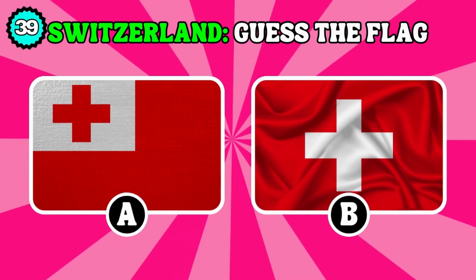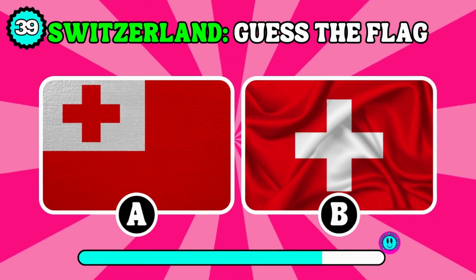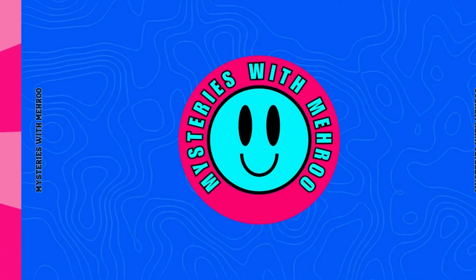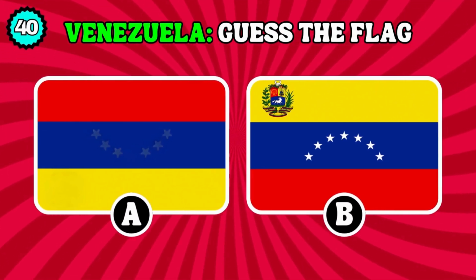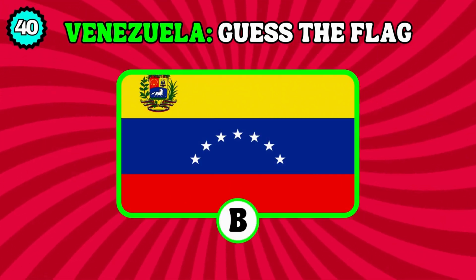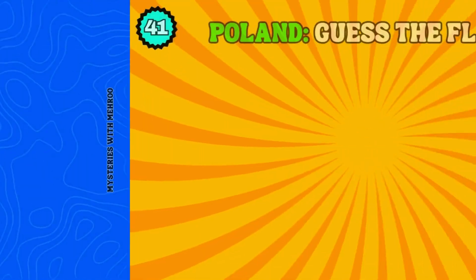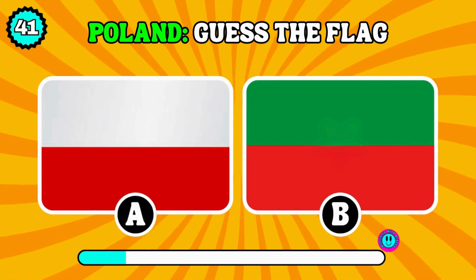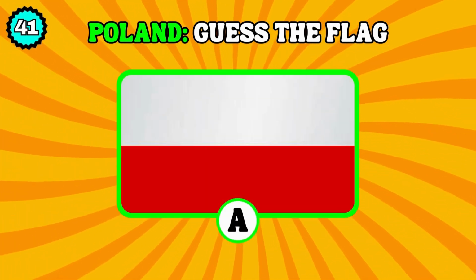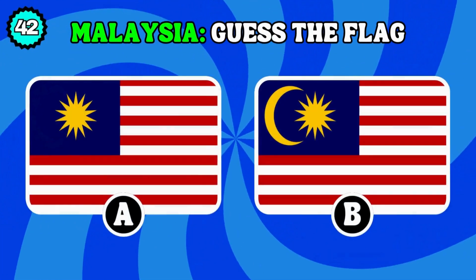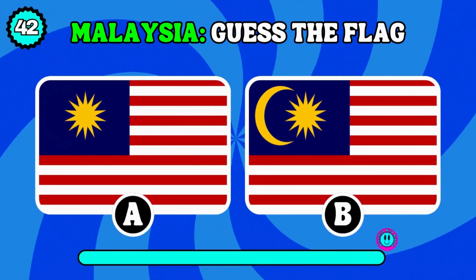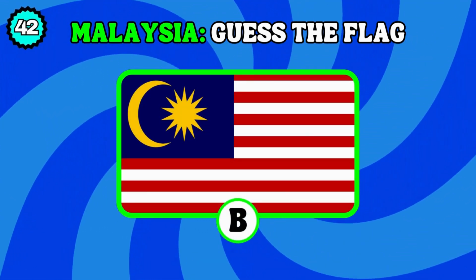Has the correct flag of Switzerland. Option P. Venezuela. Option A or P. It's P. Poland, which one is correct? Option A. Malaysia has the correct one. Option P.